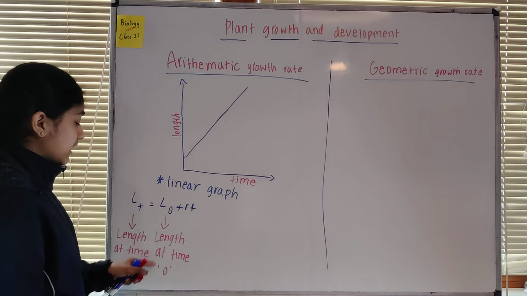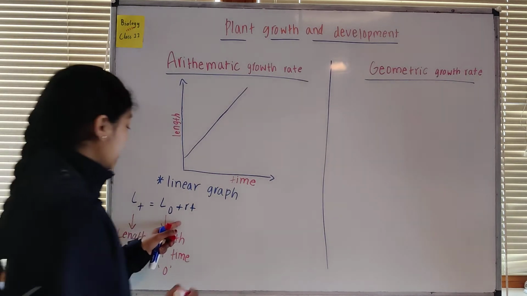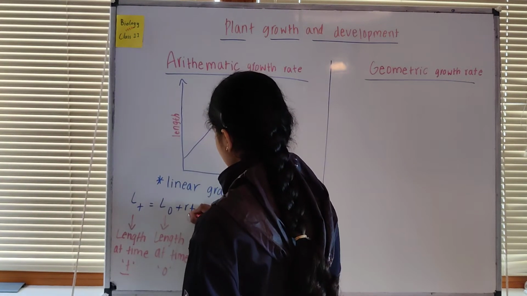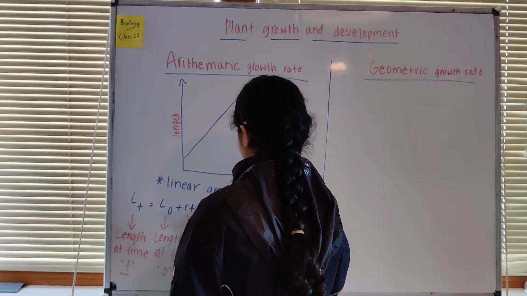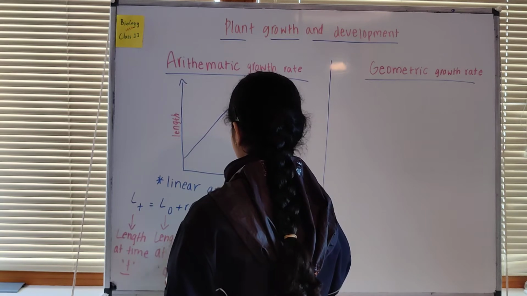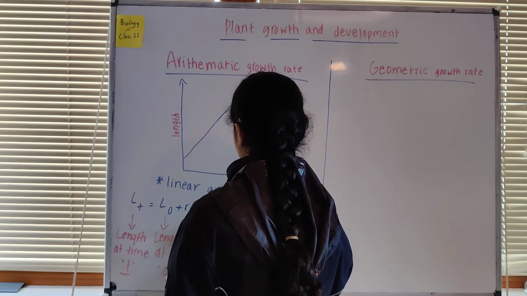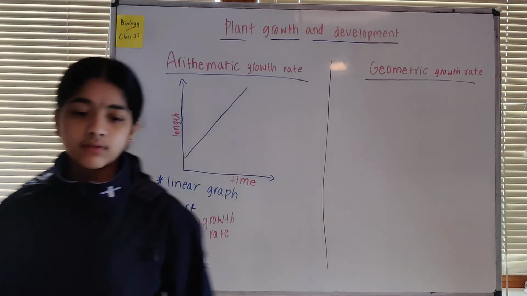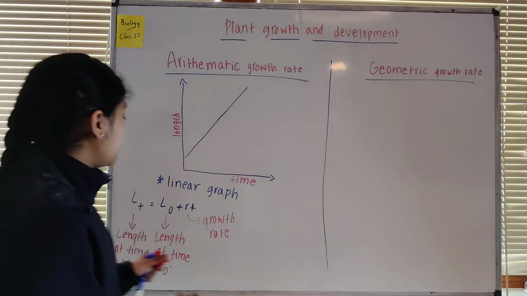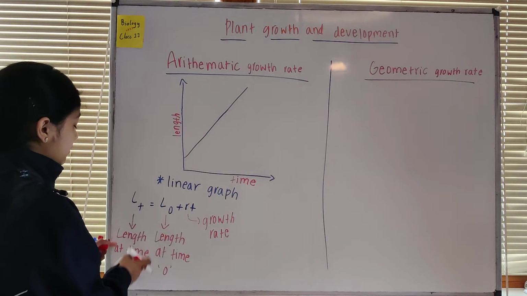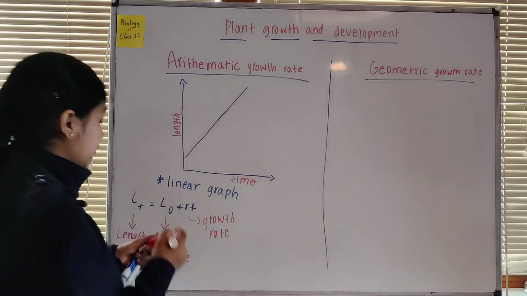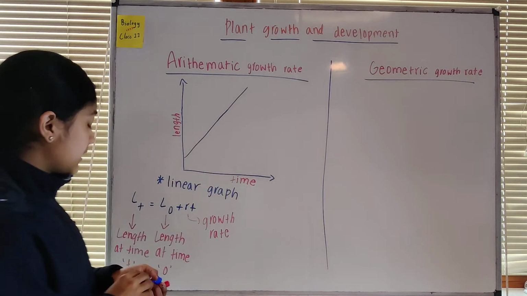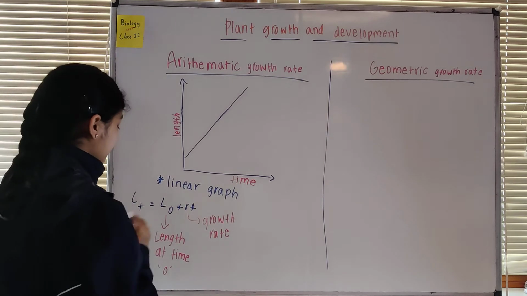Length 0 is the length at time 0, and R, this particular R, is the rate of growth or growth rate, and we know that T is the time of growth. So these are the 3 things that we need to remember, and we need to understand the formula, what each one represents, and the type of graph. The graph in case of arithmetic growth rate is a linear graph.